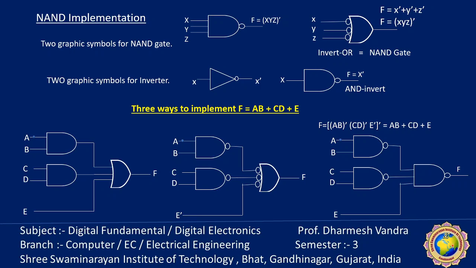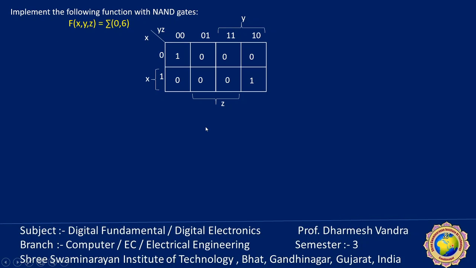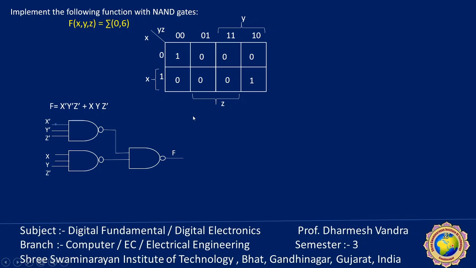The same thing is also possible with the help of a NOR gate. Suppose the function is given as 0, 6. Here is one example of how they make the NAND gate for 0, 6. The function is x' y' z' plus x y z, whole complemented. The first NAND gates take x' y' z' and x y z', and both are given into the second NAND gate, giving f equal to this function.